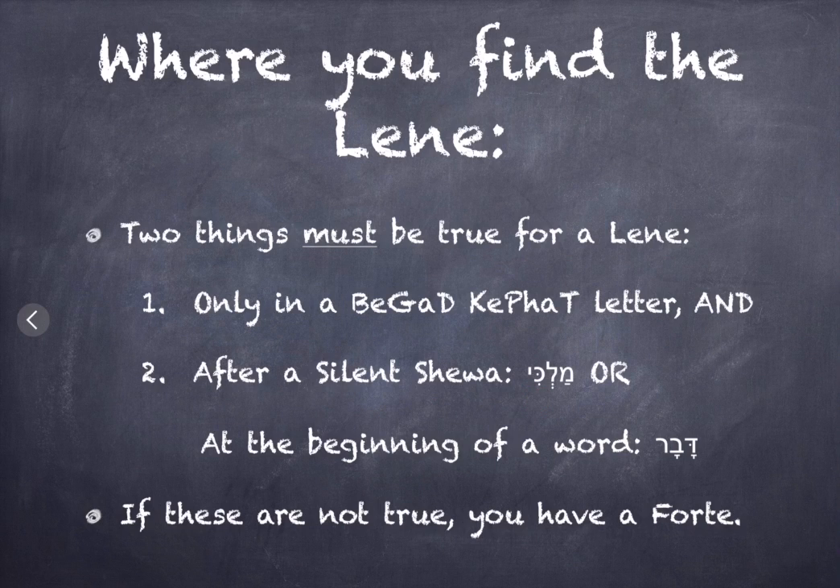Or the Begad Kafat letter will receive a Dagesh Lene if that letter begins a word. So we have Davar. The Dalet is a Begad Kafat letter, and it's beginning a word, so it receives a Dagesh Lene. If these rules are not true, then you have a Dagesh Forte. And again, if you have a Begad Kafat letter with a Dagesh, one of these must be true for that Dagesh to be a Lene. Otherwise, you have a Dagesh Forte.